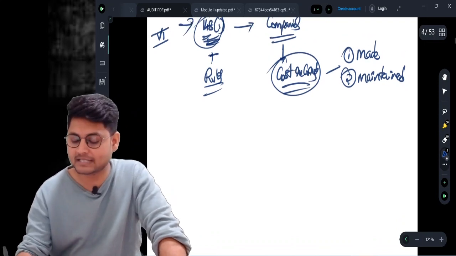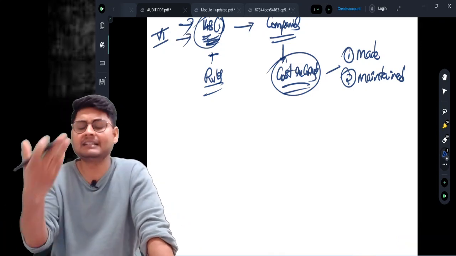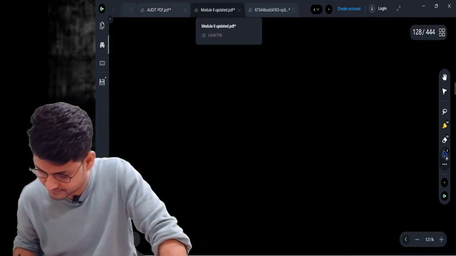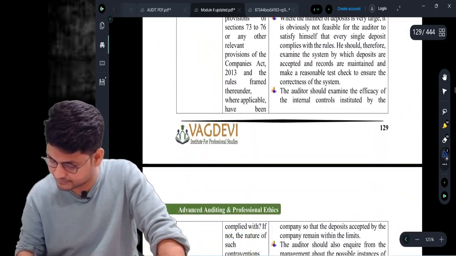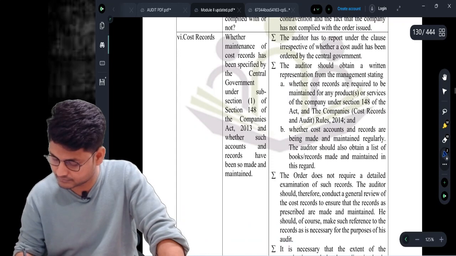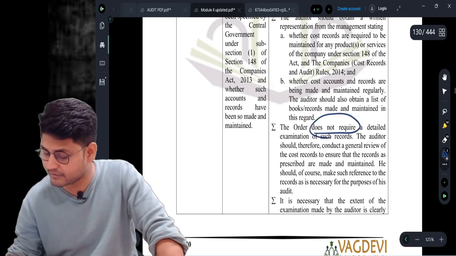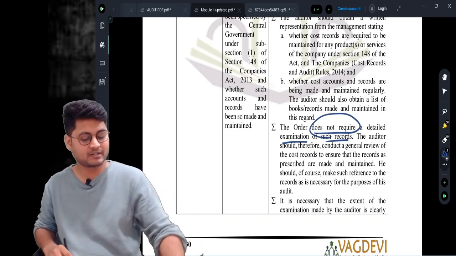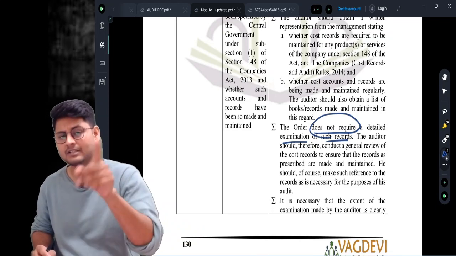Extensive efforts need not be made by the auditor when verifying section 148 sub-section 1. It is directly given in the guidance note, it is not said by me. I will show you once. Why have a doubt in mind? See this, cost records. The order does not require a detailed examination of such records. You just need to check whether the cost records are made and maintained, and it is talking only about cost records, not cost audit.